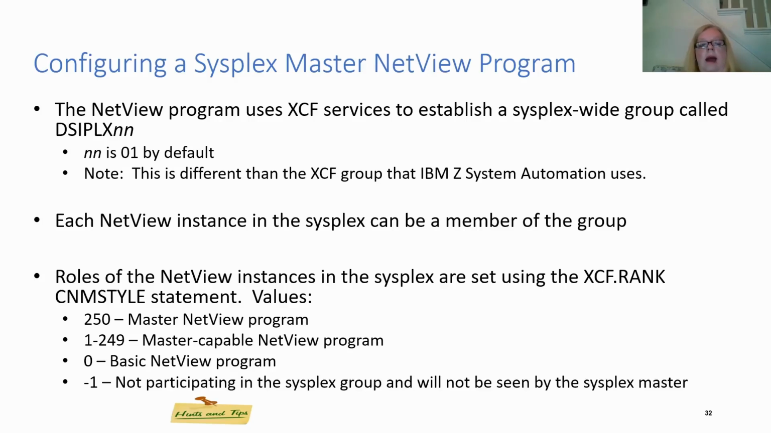And as I've talked about the different values for the roles, the only one I haven't talked about is -1. That means it's not participating in the Sysplex group and it won't be seen by the Sysplex master. So if you configure that, then you will not be able to retrieve data from that system with the REST API unless you have a REST server specifically configured on the same system with that NetView instance.